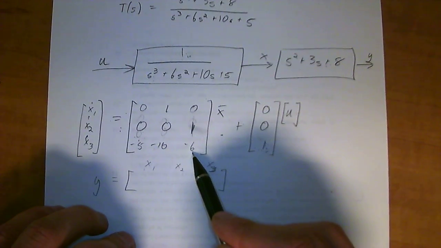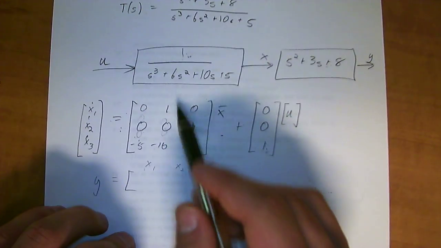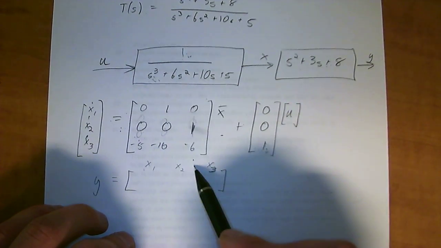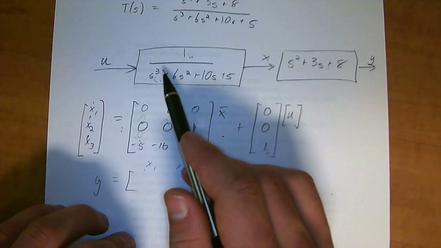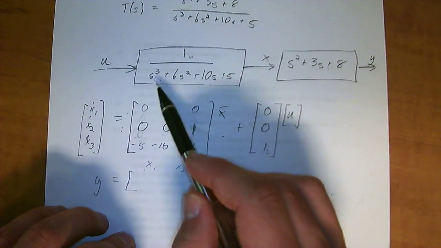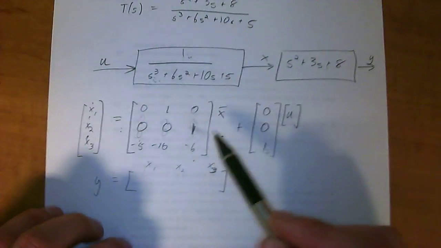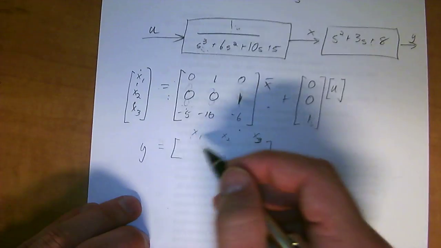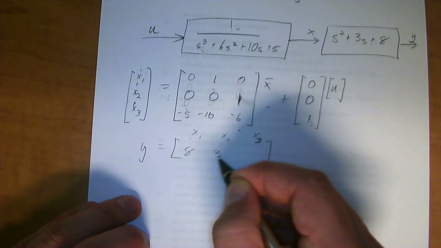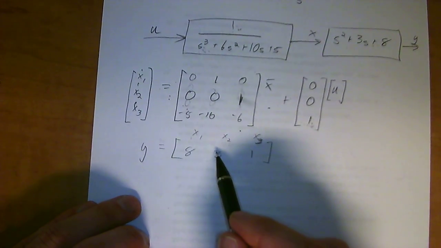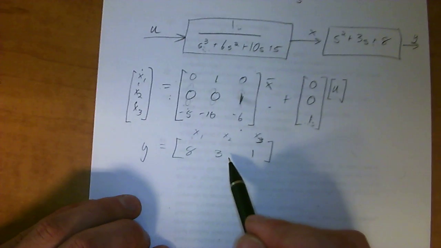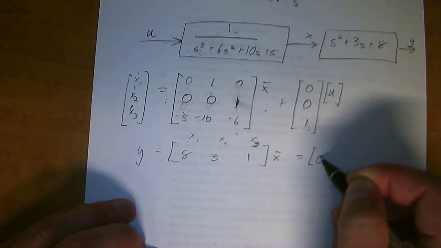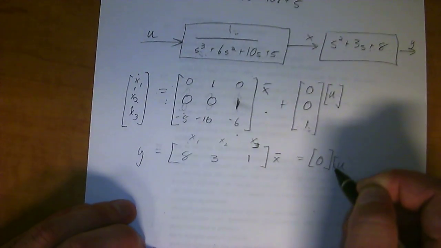Oh, something to mention here. You might notice that I only went up to 6 on this. So this has to be in proper form, and you don't include this in your matrix. It creates the size of your matrix, but then you ignore it as far as values. So the highest power of s is something you ignore in this matrix. So then, moving on with this, using these values up here, you have 8, 3, and 1. And you don't make these negative, it's just the reverse order. Times x bar is equal to 0 times u.